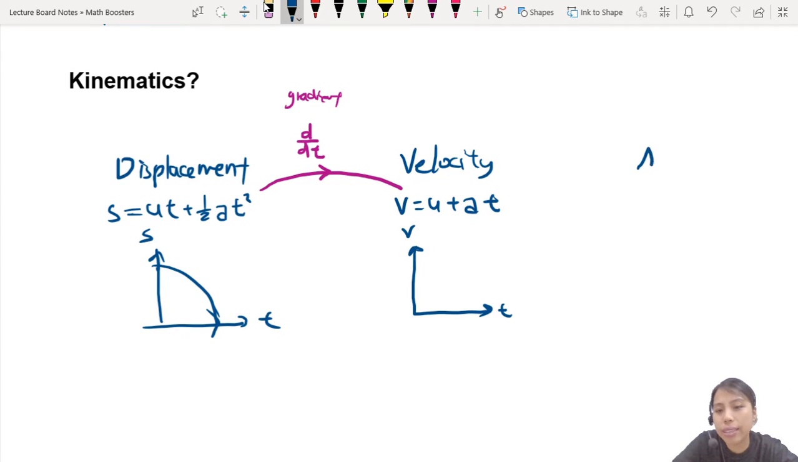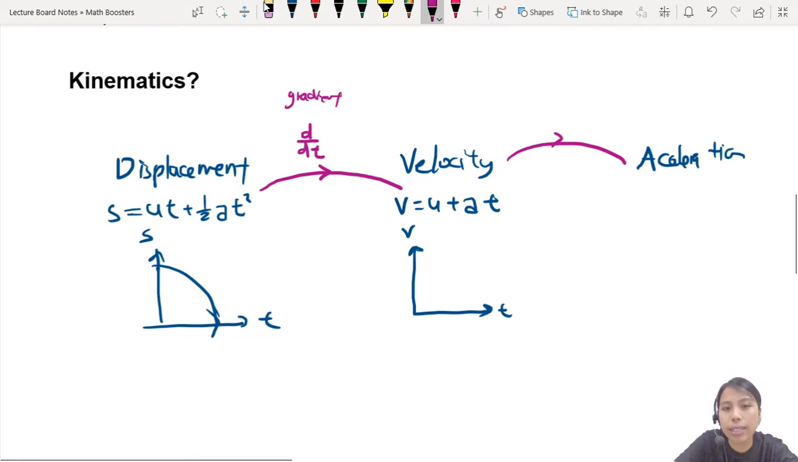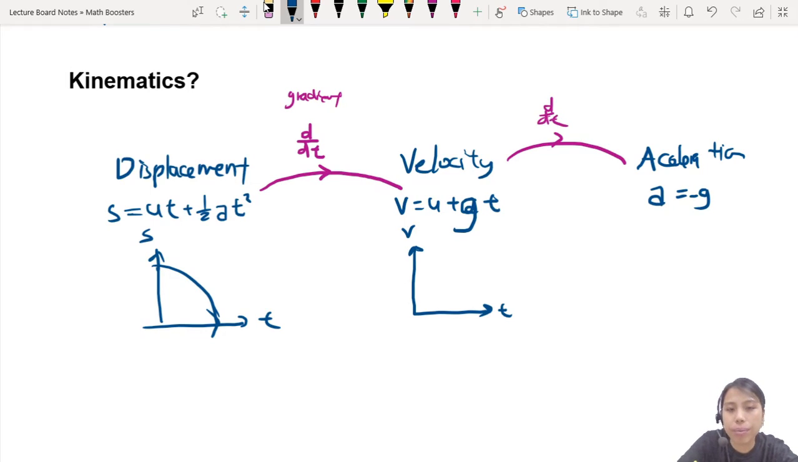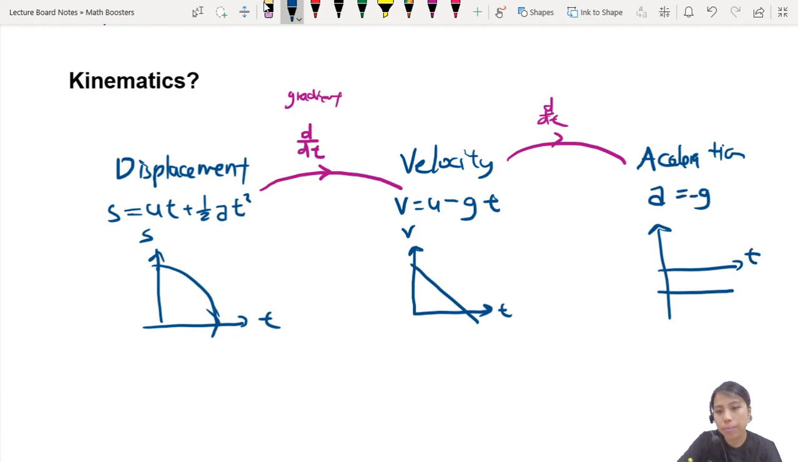And then you come to the next step. Acceleration we define as the rate of change of velocity. So it's one step further. You differentiate v equals u plus at, differentiate again with respect to time. You should get acceleration equals just a only. Let's call this g. a equals negative g. Okay, let's put it like that. u minus gt is copied from the one before, so your graph looks like this. So your acceleration graph is going to look like this. Okay, that's how they relate.